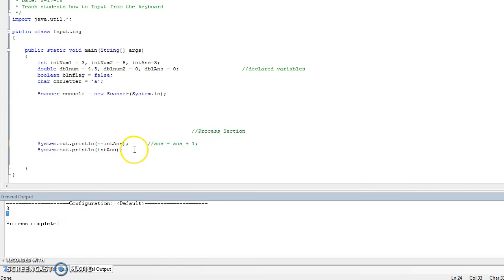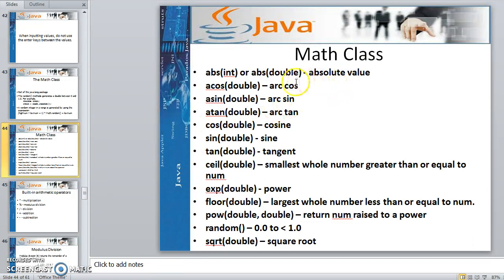Okay, let's get to the next topic so I don't run out of time on this, and it's called the Math class. Now, the Math class is automatically imported by java.lang. Remember, java.lang is automatically imported, and that's where we will find the Math class. Let's take a look at the Math class real fast. Here are all our methods. And again, we're not going to cover every single method because I'll be here all day.